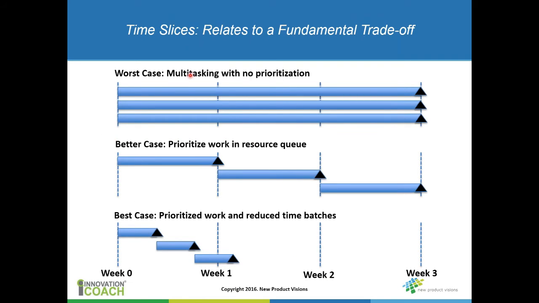So, if you go back to this concept of a person working on three tasks and multitasking across those three, there are lots of dangers associated with that. A better case is that at least you prioritize, you have global priority, so to speak, in terms of the task, so you divide up the work that way.